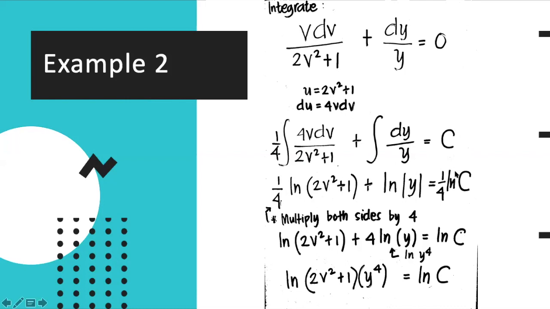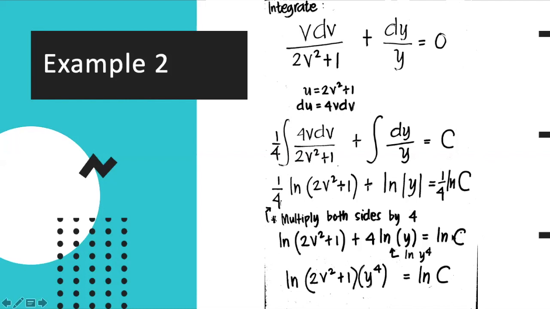Pero we need to simplify our answer, right? So since both of the terms, bawat term naka-ln, i-ln na rin natin siya. Okay, put ln of c. Since may 1/4 dito, may fractions, you can actually put 1/4 here. And then we start the process of how we simplify. So we multiply both sides by 4. Ayan na, maka-cancel natin yung 4 dito. So it will give us ln of 2v squared plus 1 in here. So multiply by 4, naging 4 ln of y. And this side of the equation, multiply by 4, naging ln of c.